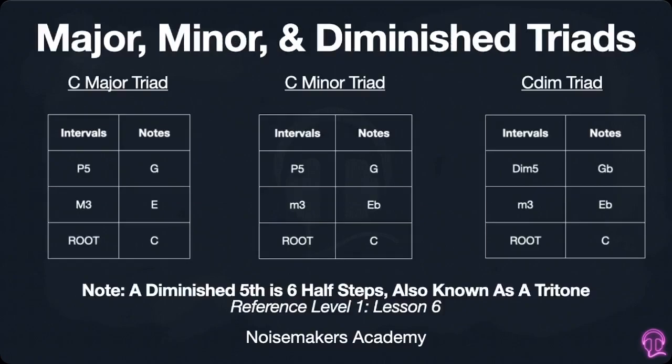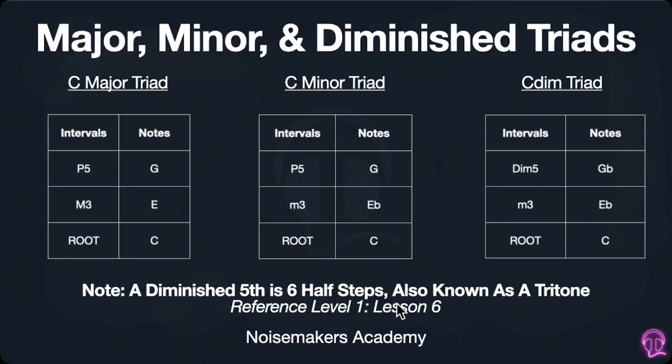Okay, so quick overview. We've got our major triads, which we also know are a root, a major third, and a perfect fifth. And then we have our minor triad, which is a root, a minor third, and a perfect fifth. And then we have a C diminished triad, or just a diminished triad. And it's going to be a root, a minor third, and a diminished fifth. Now, what is that? Well, I just want to note that a diminished fifth is actually 6 half steps, also known as the tritone, and you should be able to reference this in level 1, lesson 6.